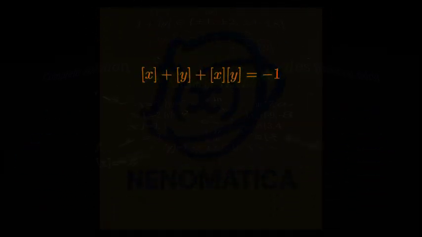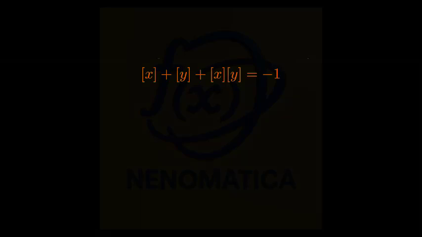In this lesson, we will solve the equation with floor functions, [x] + [y] + [x][y] = -1. We will follow a clear algorithmic path. Isolate the floor of x, consider the special case when 1 plus the floor of y equals 0, and then describe the full solution set visually and symbolically.